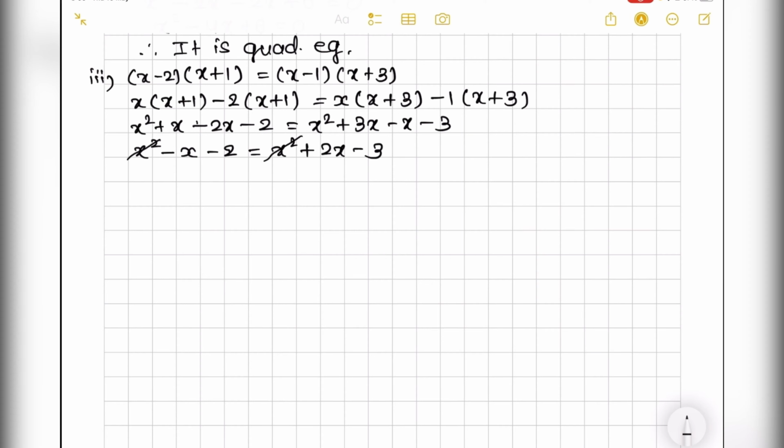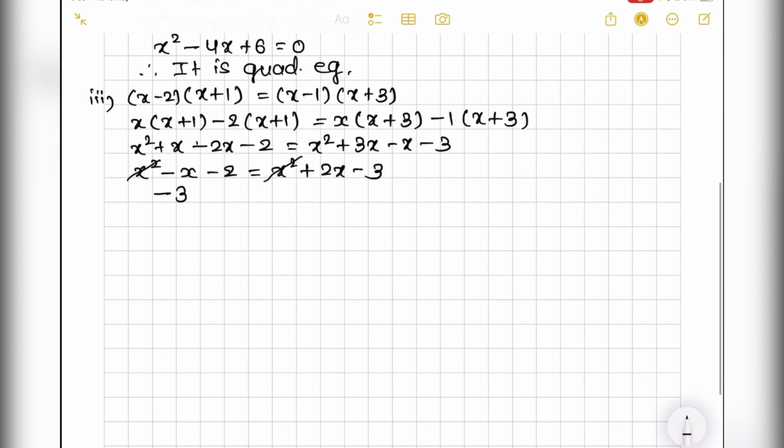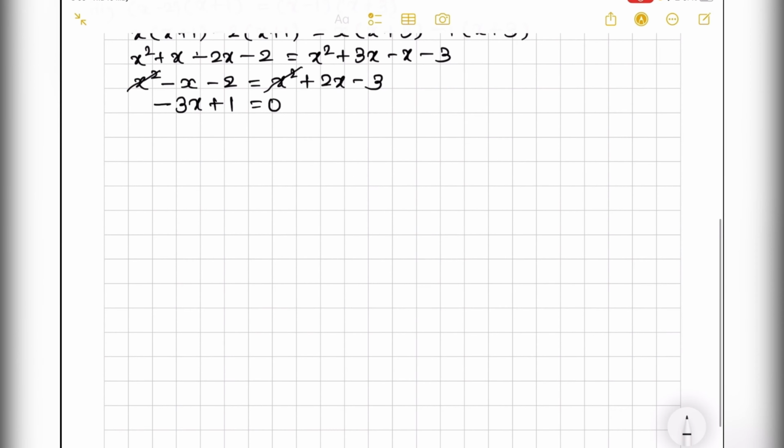Now x square on both sides I can cut. So this came as minus 3x plus 1 equal to 0. So it is not a quadratic equation as there is no term having square.